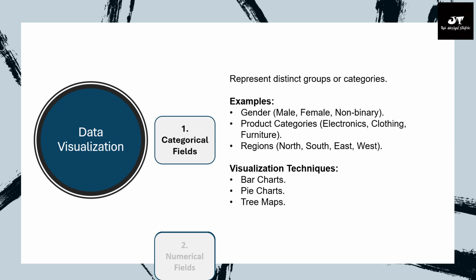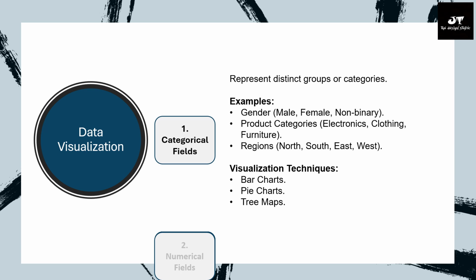Categorical fields represent distinct groups or categories that classify data into non-numerical segments. These fields are commonly used for grouping and comparison in data visualization. Examples include gender classifications such as male, female, and non-binary, product categories like electronics, clothing, and furniture, and regional divisions such as North, South, East, and West.